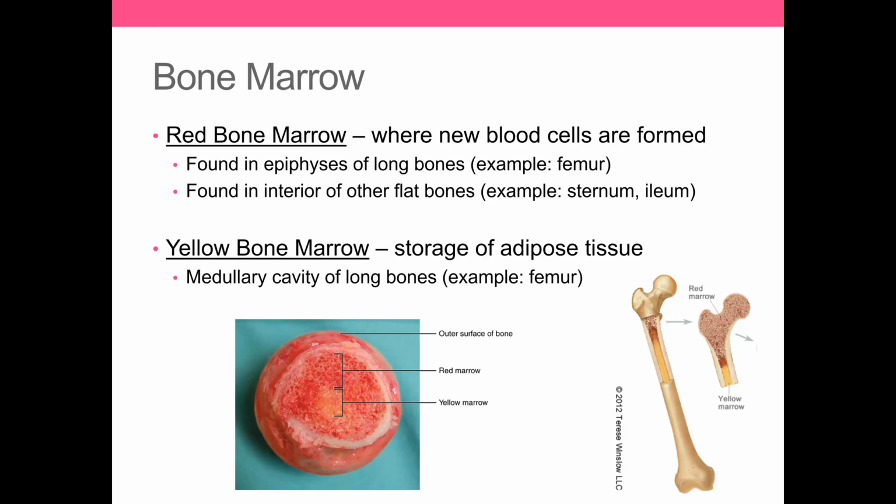Now, your long bones can also have yellow bone marrow, which is where you store adipose tissue. And so this would be found in the medullary cavity of the long bones, like the femur, right? So that's the yellow marrow. It's going to be energy storage and adipose tissue. Red bone marrow, which is in your epiphyses and inside your flat bones, is where you're going to make new blood cells. And this is just a picture of a cross section of bone where you can see the hard cortical bone or compact bone on the outside. You can see the spongy bone on the inside, and then you can see the difference between the red bone marrow and the yellow bone marrow.